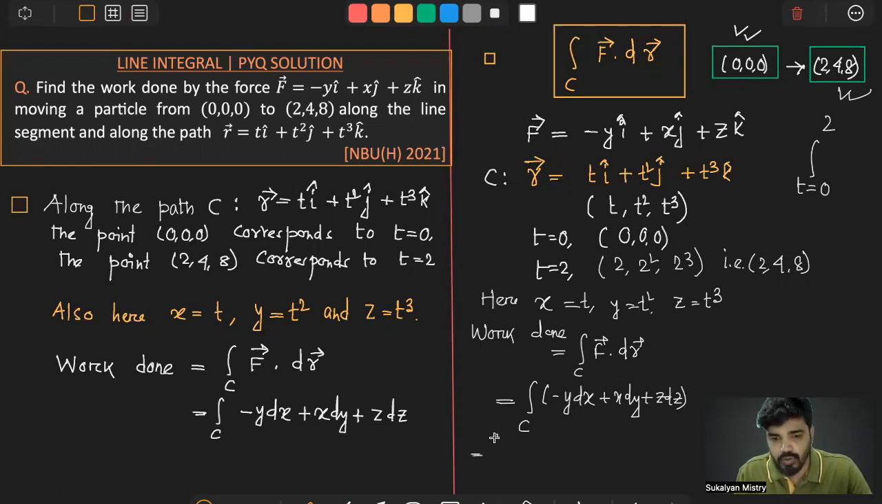So that equals integration over C of minus t square dx. dx means just differentiate x, that is dt, plus x dy. x is t, dy, that is y is equal to t square, so dy is 2t dt, plus z dz. What is z? z is t cube, dz is 3t square dt. Getting my point? So we get minus t square plus 2t square plus 3t to the power 5 dt.